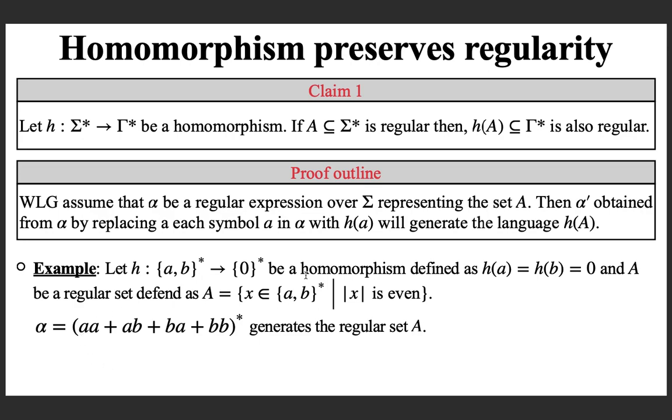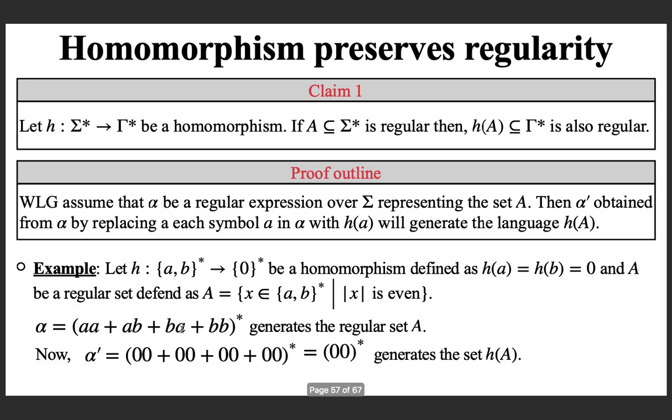So, what we are saying now is that if you substitute H of a for each a here, that is H of a is 0, H of a is 0, H of a is 0, H of b is 0. If you do that, what are you getting?